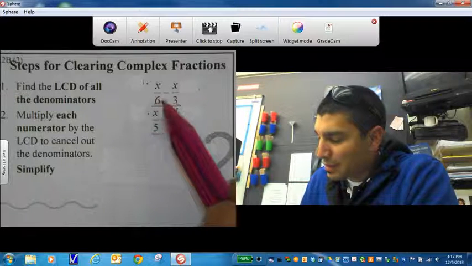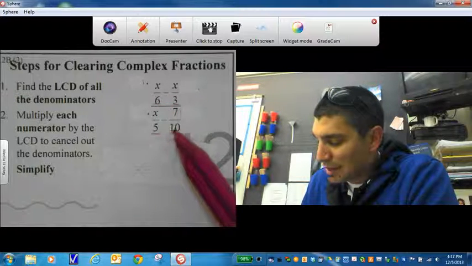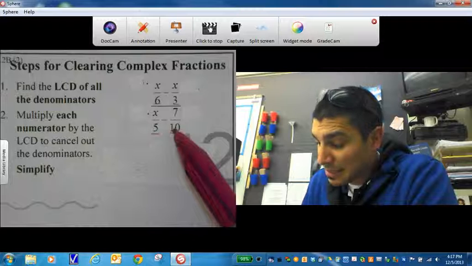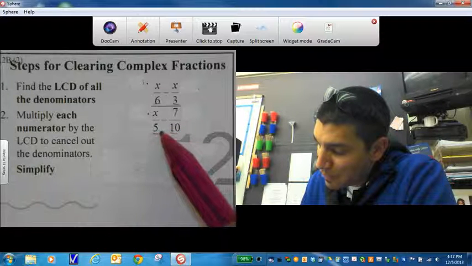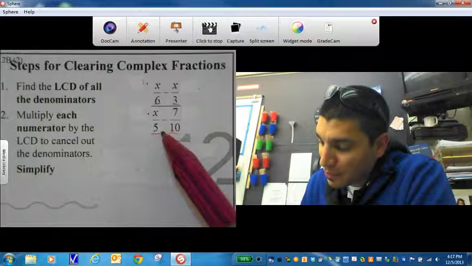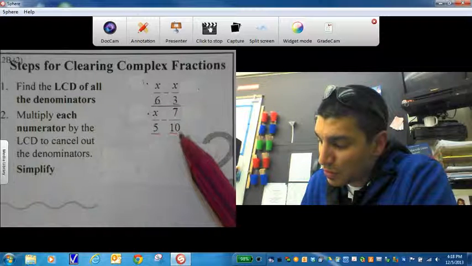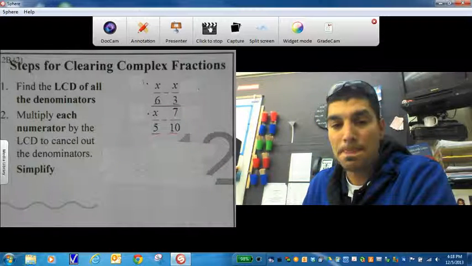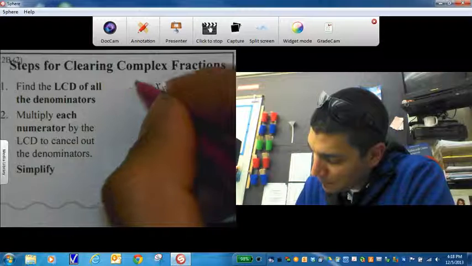3 goes into 6. Well, 6 can't go into 10, but 6 can go into 60. Is there a smaller one? 5 can go into 60. Can 5 go into 30? Can they all go into 30? There's our LCD. How about 30?